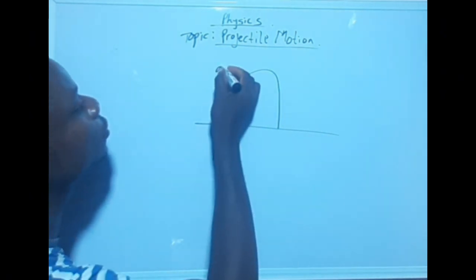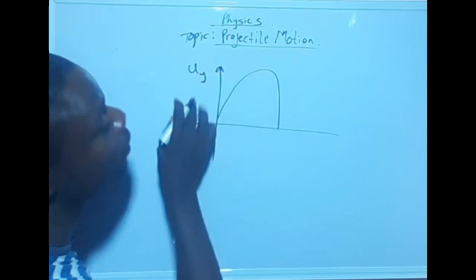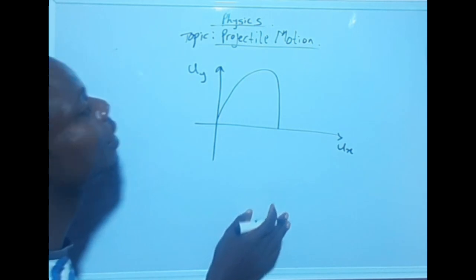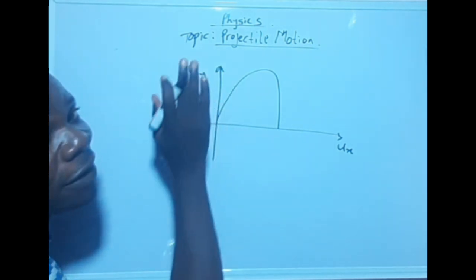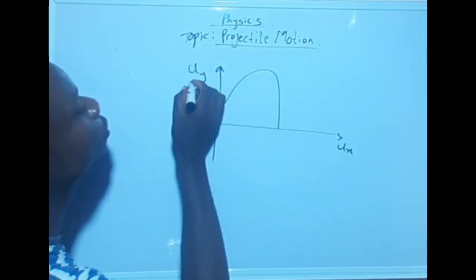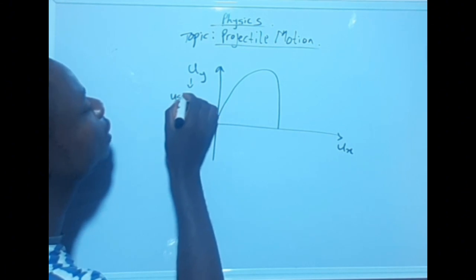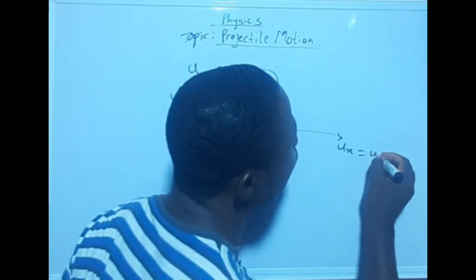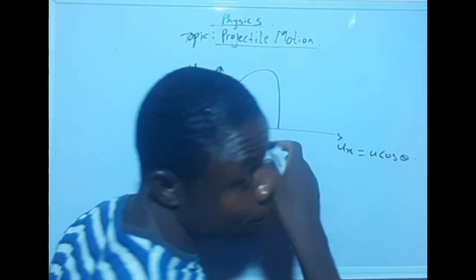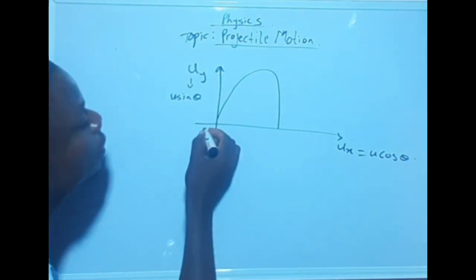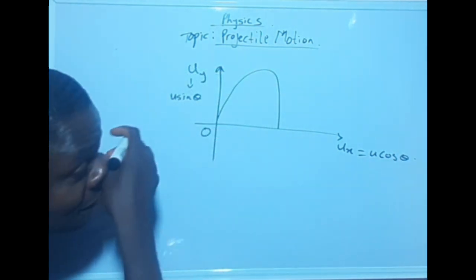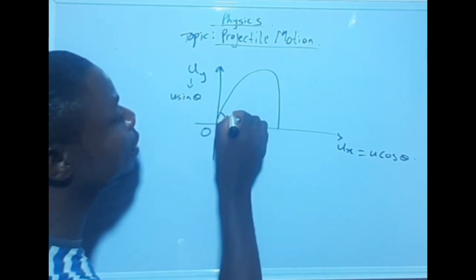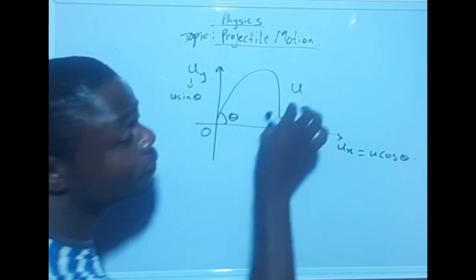Now, the first assumption: this is the vertical component, don't forget, and this is the horizontal component. The vertical component is U sine theta, then the horizontal component will be U cos theta. Are you getting me now? This is the origin. The first assumption is that the object is projected at an angle theta with initial velocity u.